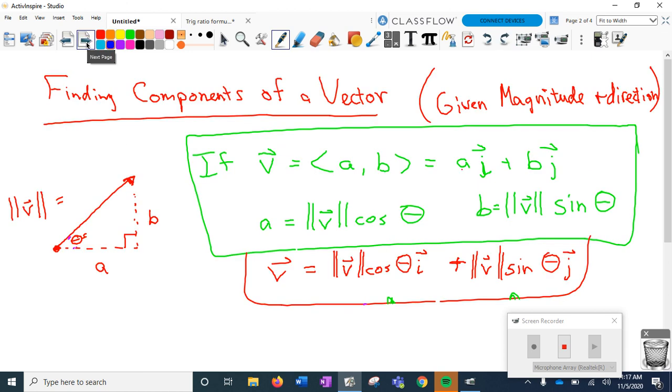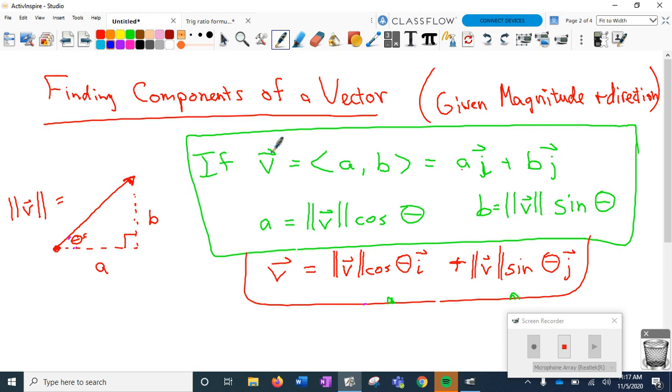Like I said, we're going to be finding components of a vector when we are given the magnitude and the direction. There's that picture I just drew. We're going to know the length of the vector, and the angle the vector is taking off at, which direction it's going. So here's what you need to know. It all goes back to SOHCAHTOA.